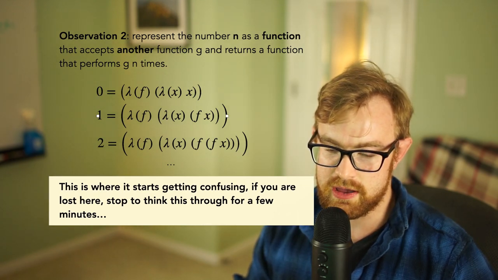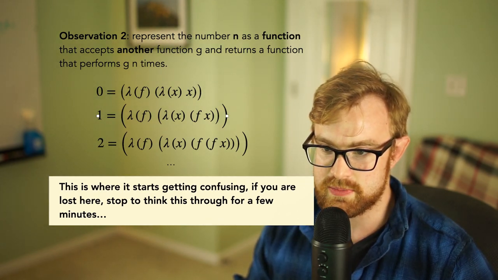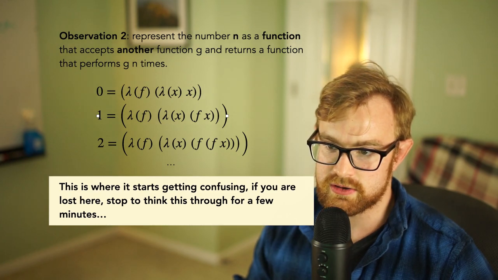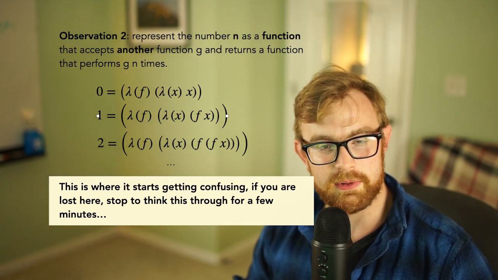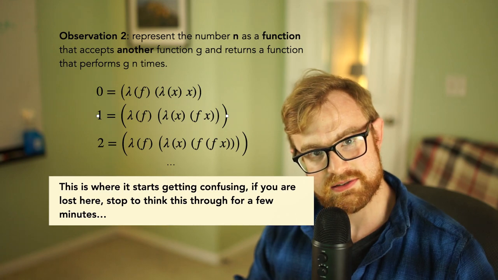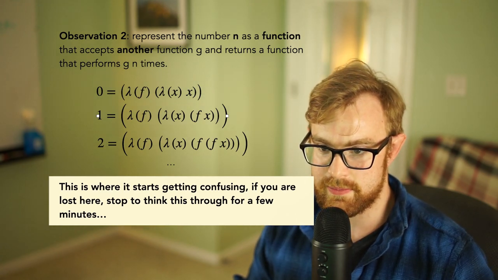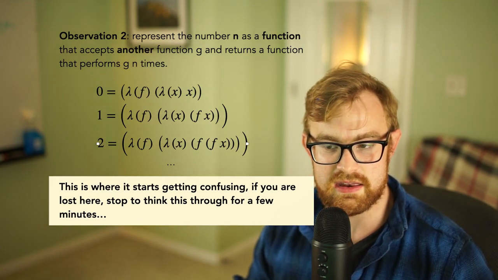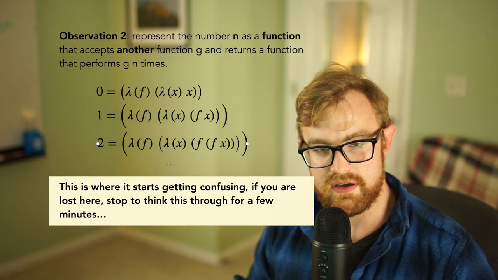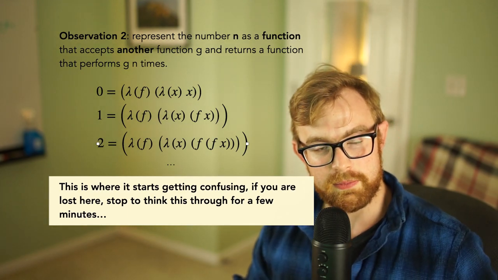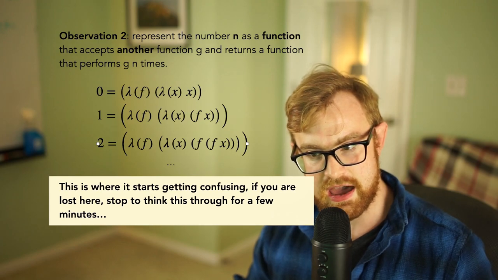Well, to represent 1, it would be lambda f, and then lambda x, and then we would call f on x. We'd be applying f once to x. The number 2 would be represented as lambda f, and then lambda x, and then f of f of x. So we're applying f twice on this x.